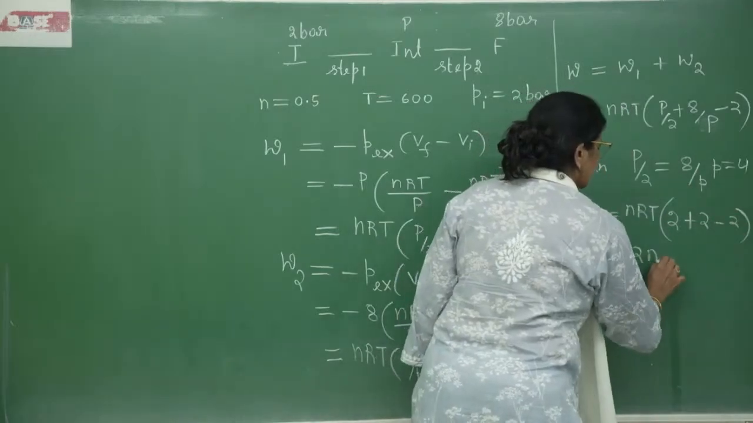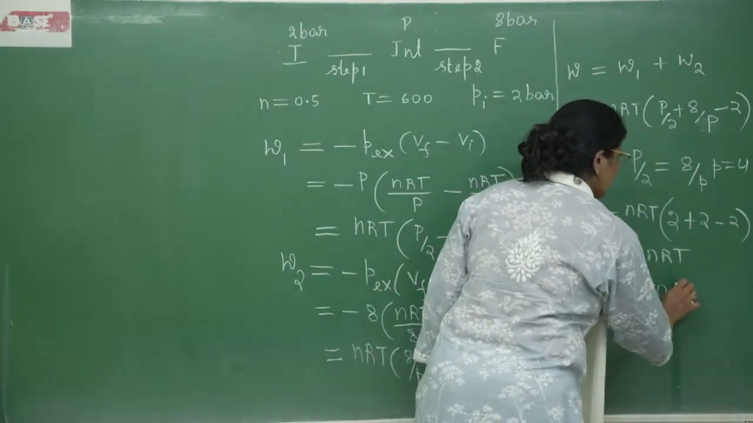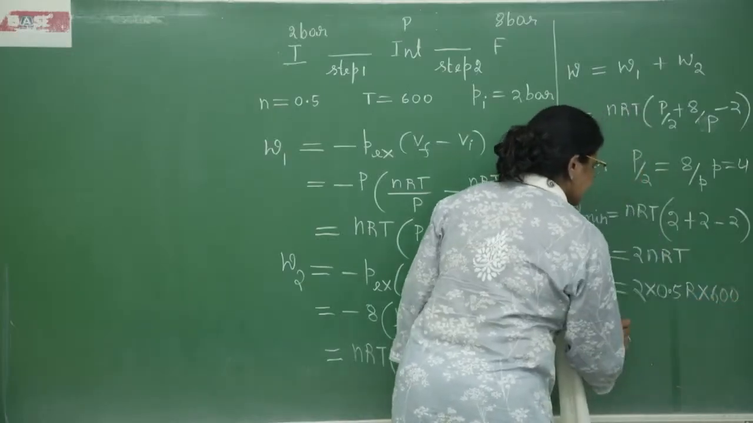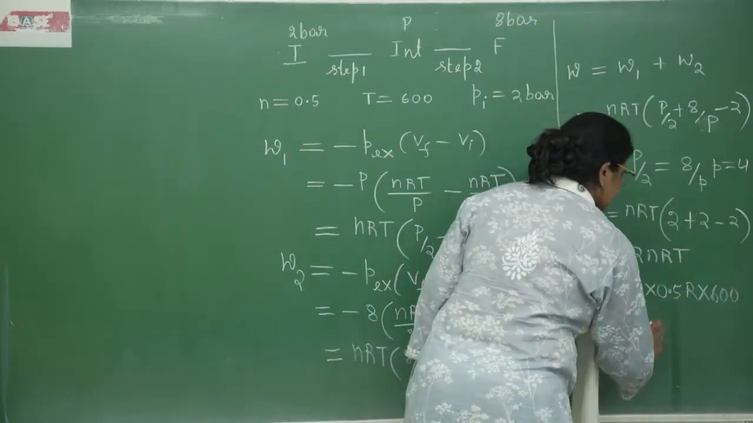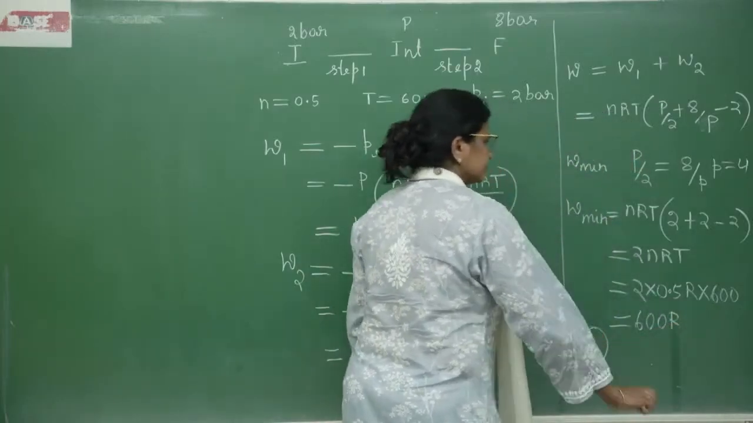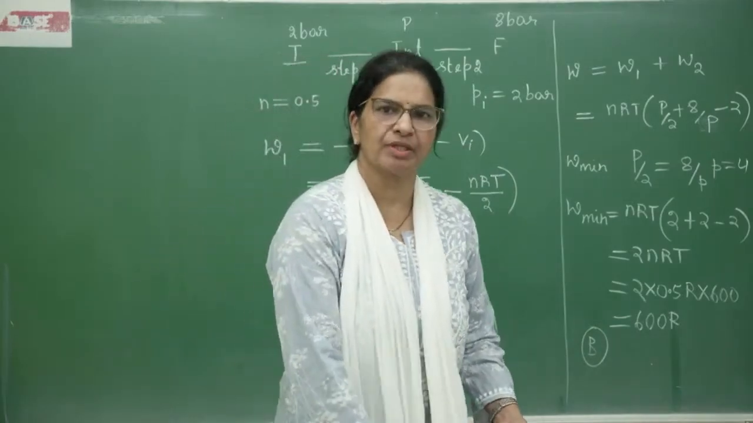So 2 into the 0.5 moles R, temperature is 600. This can be 600 R. The answer is option B. Very simple but very beautiful question from thermodynamics.